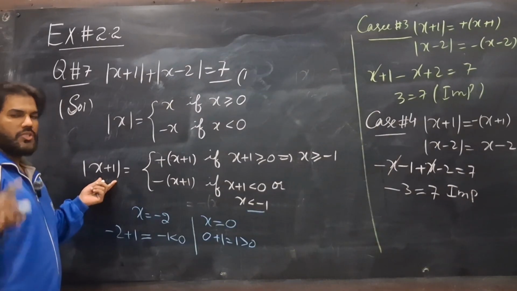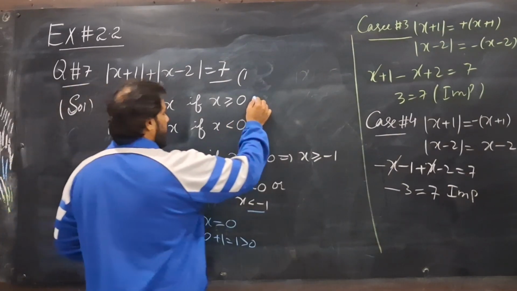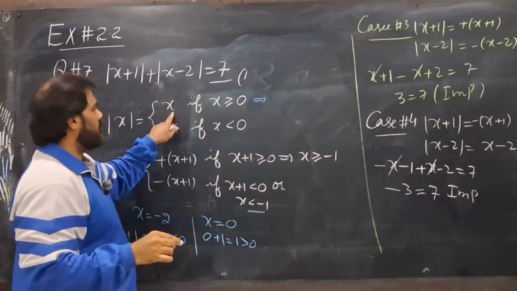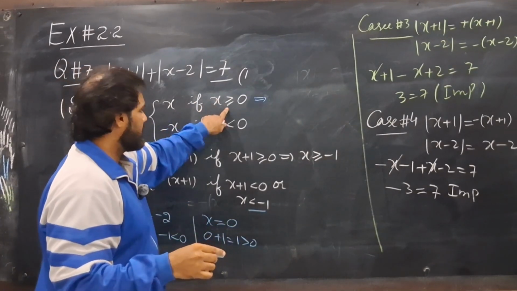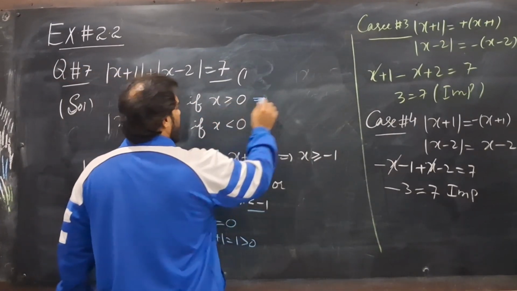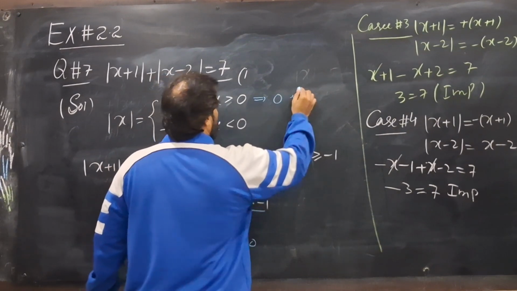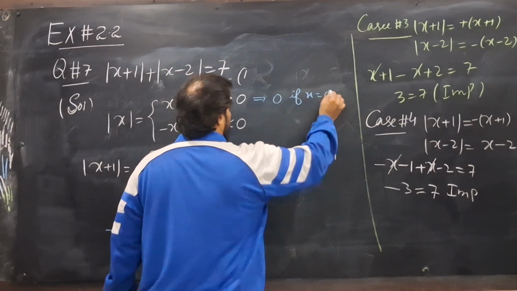And the absolute value of 0 is equal to 0. Actually, you can separate this case in two parts. This is equal to positive x if x is greater than 0. This is equal to 0 if x is equal to 0.